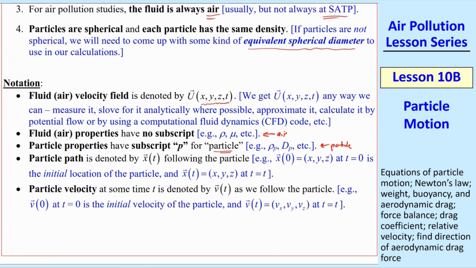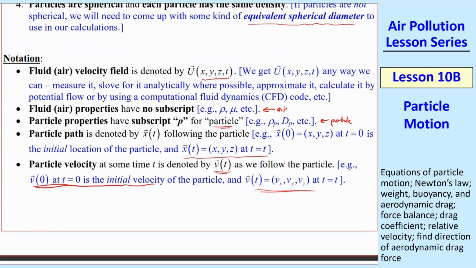Particle path is denoted by vector x of t following the particle. So at any time, x is made up of three components, x, y, and z at time t. And then the particle velocity is little v vector, and that's a function of time as we follow the particle. At t equals 0, it's the initial velocity of the particle. And then at any general time, it has three components, vx, vy, and vz. And one comment here, don't confuse this V with kinematic viscosity nu. It's unfortunate, but in Times Roman font, which is what I typically use, the italic V looks very much like the Greek letter nu. When I print it, I'll do just a V like that. So be careful of that.